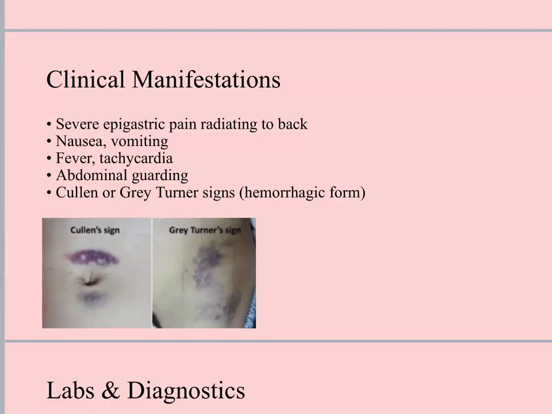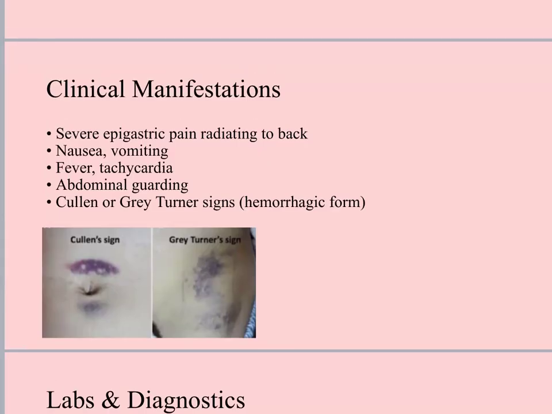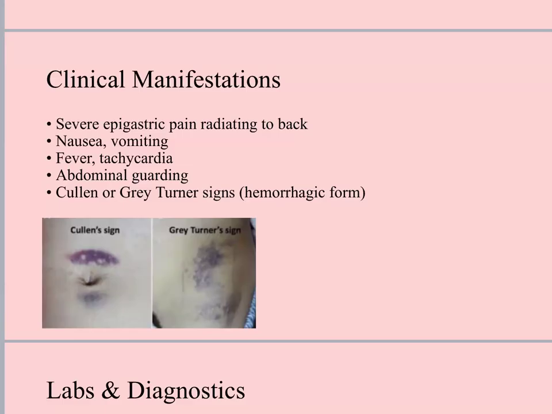And then there's something called the Cullen sign and the Gray Turner sign. The Cullen sign is that bruising above the umbilicus, and the Gray Turner sign is on a person's lower back. And that is only with the hemorrhagic form of pancreatitis. And I'm going to admit to you, I have heard of these signs a lot in textbooks and studying for the NCLEX and my NP licensing exam. I have not seen it in person.